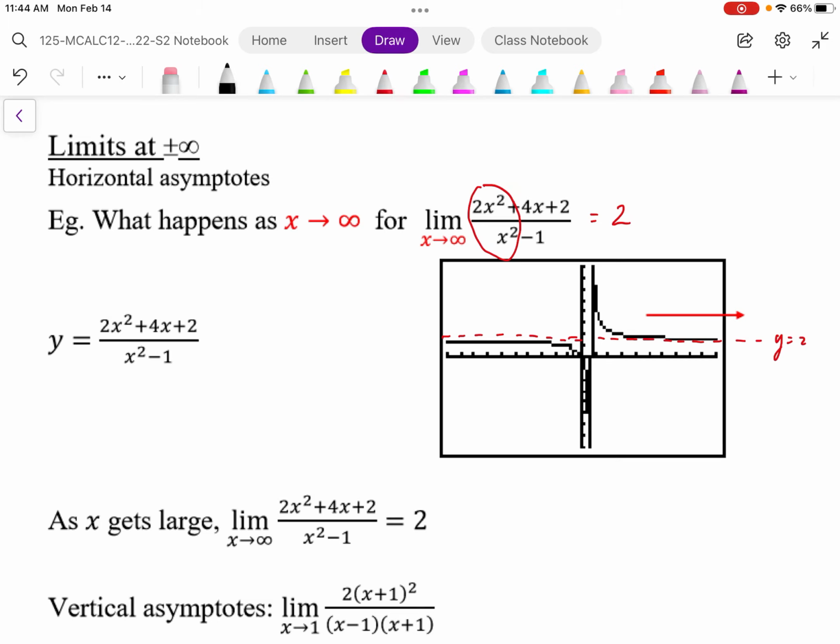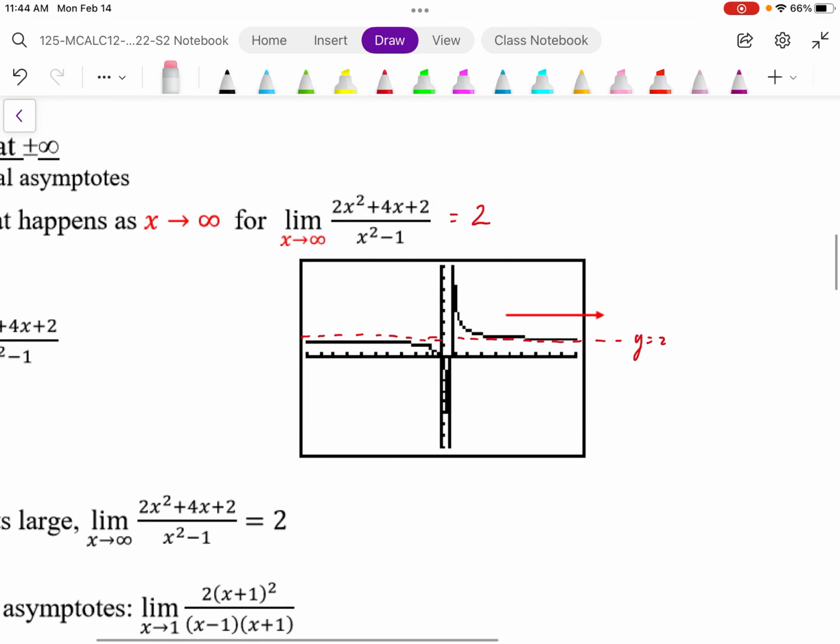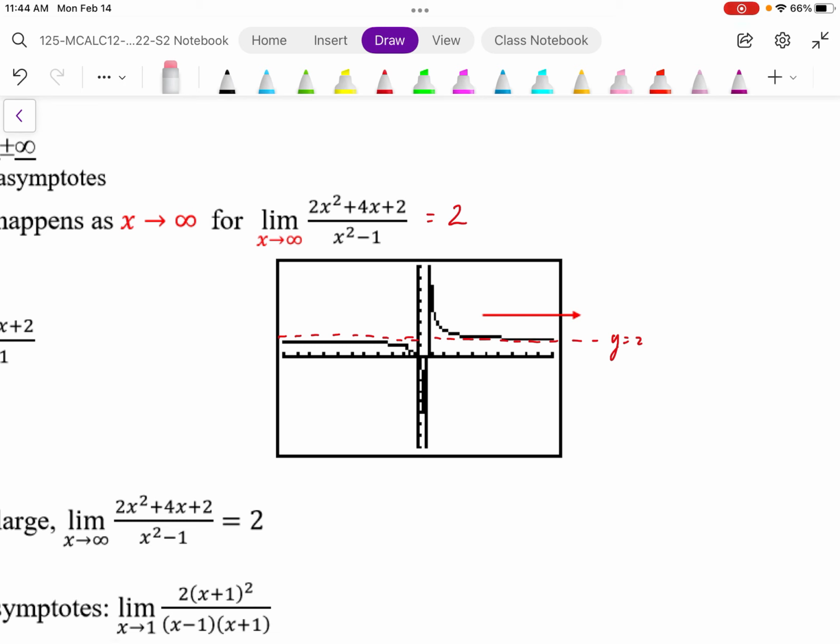And we can do the same thing for negative infinity, because this one here has a horizontal asymptote going to the negative. So the limit as x approaches negative infinity of f of x, we know that it's going to have the same ratio, so we're going to have it equaling 2 going to the left as well.